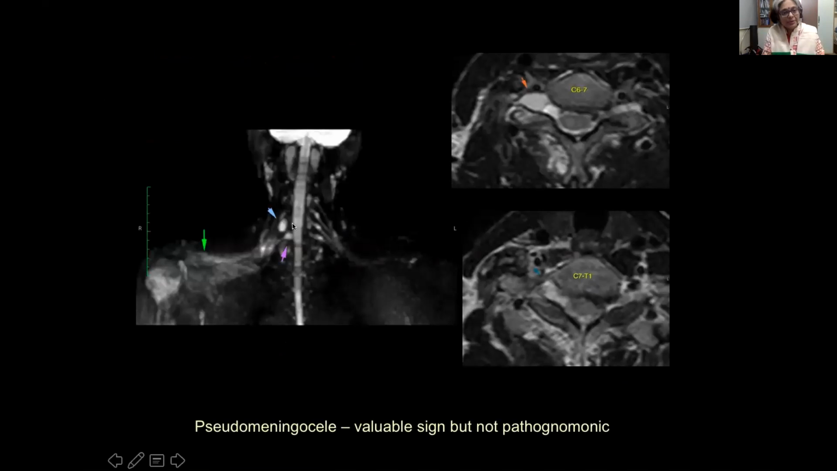Here again, in another patient, you can see these pseudo-meningoceles on these images. You can see muscle denervation, supraspinatus and infraspinatus. Here again, you can clearly see the pseudo-meningocele. This is the normal side. And here you can see a pseudo-meningocele at the C7 nerve root as well as at C8 nerve root. Both levels have avulsion.